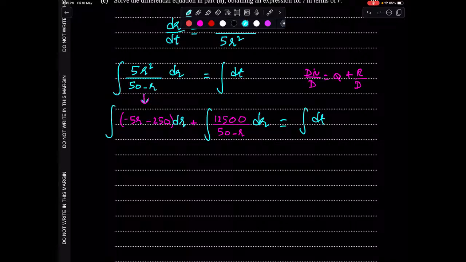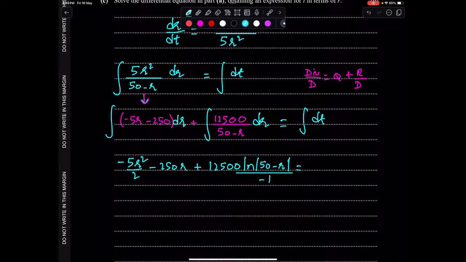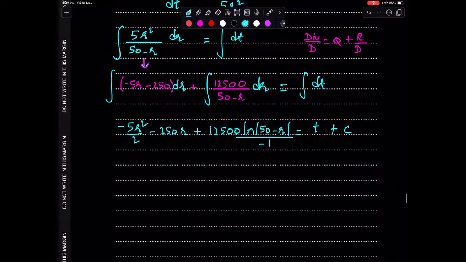So minus 5r will become minus 5r square upon 2, minus 250r, plus 12500 copied ln 50 minus r upon minus 1. The differential of minus r is minus 1, and t plus c. You can call it equation 1.